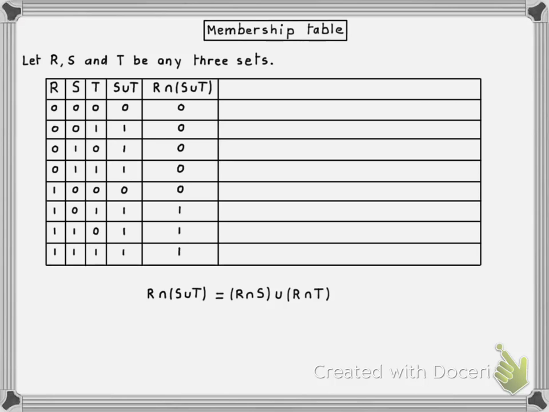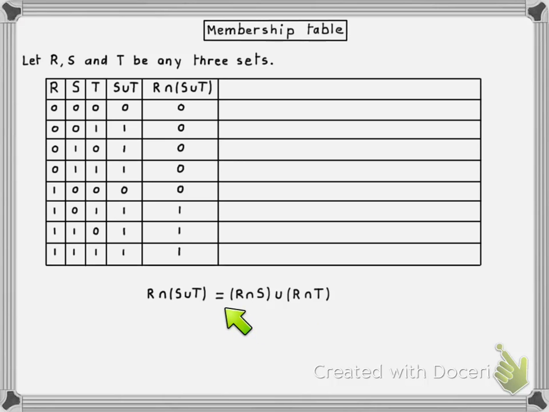But on the other hand, a membership table is a valid proof technique, and I'm going to demonstrate this here by proving this set identity, which is basically one of the distributivity identities that we discussed in the previous segment. Notice we already built the membership table for the left-hand side of this identity right here. So now what we need to do is to build the membership table for the right-hand side.